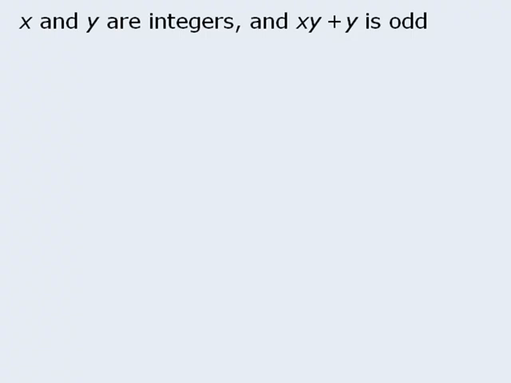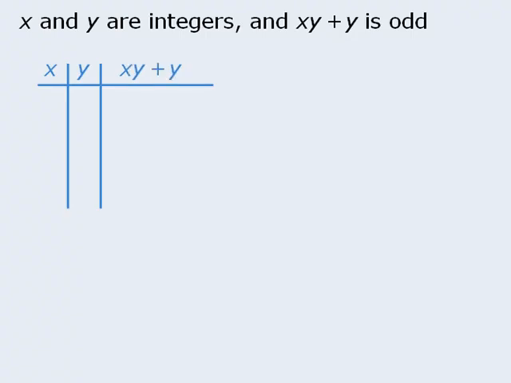x and y can both be odd, or x can be even and y can be odd, and so on. Now each of these cases will cause our expression xy plus y to be either odd or even. To keep track of the different cases, we'll use a table, and for each case we'll determine whether the expression evaluates to be odd or even.